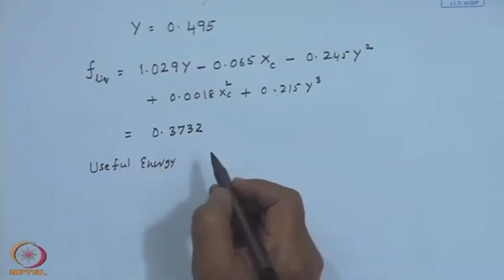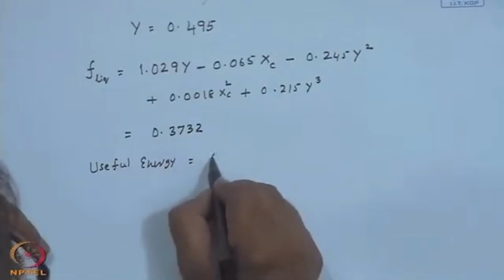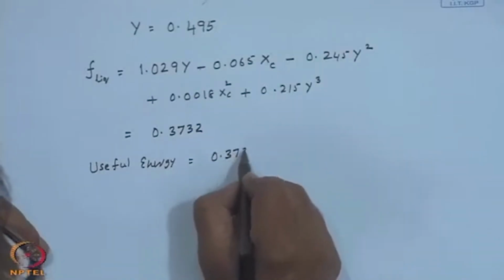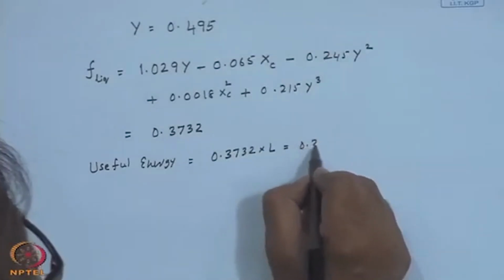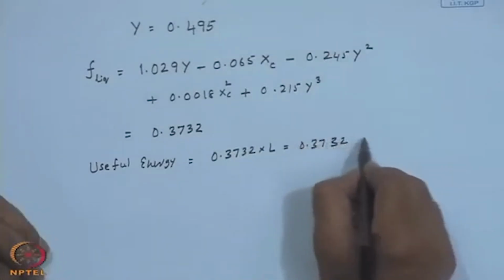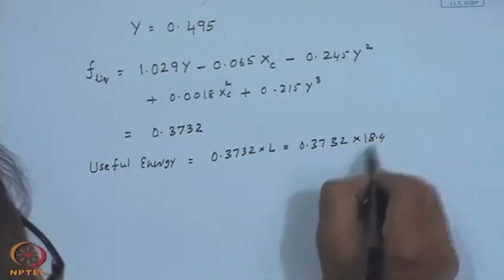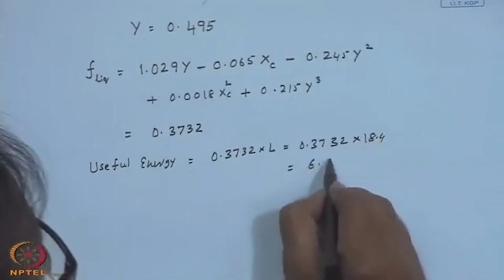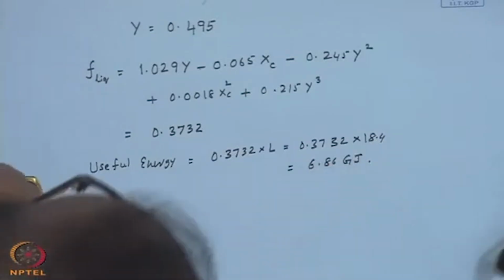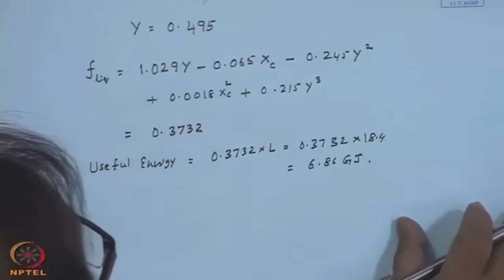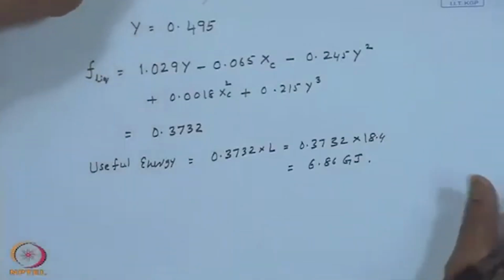So, useful energy delivered by the solar energy system to meet the load will be the solar load fraction times L, that will be 0.3732 times 18.4, that will be equal to 6.86 gigajoules. Okay. So, this is the F chart method. Only variation is that we said that the standard storage is 75 liters. Instead of that, we have an actual storage of 125 liters per meter square of the collector area.